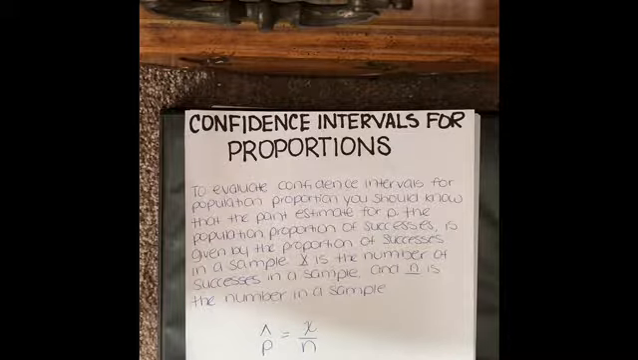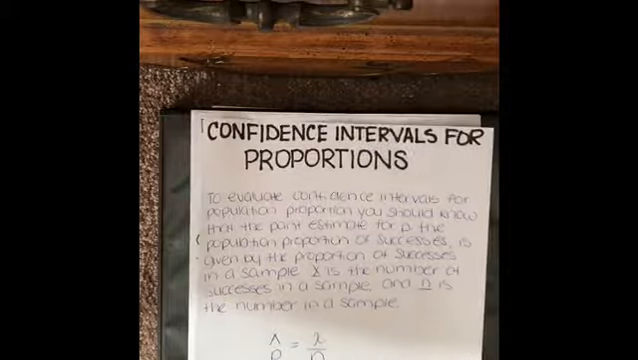So to evaluate confidence intervals for population proportion, you should know that the point estimate for p, the population proportion of successes, is given by the proportion of successes in a sample. X is the number of successes in a sample and n would be the number in a sample. So you have p hat equals x over n. The point estimate for the population proportion of failures is q hat equals 1 minus p hat.